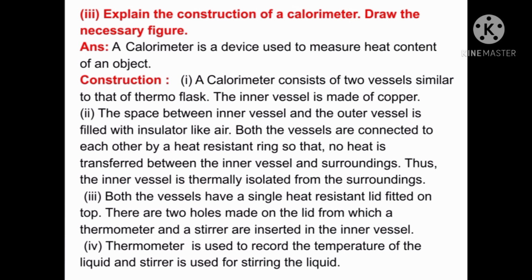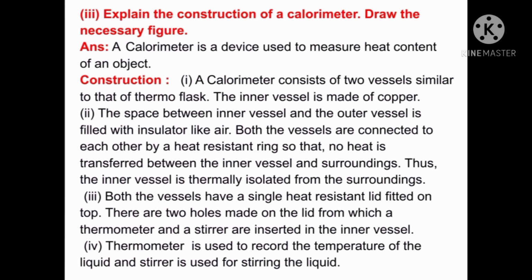Third one, both the vessels have a single heat resistant lid fitted on top. There are two holes made on the lid from which a thermometer and a stirrer are inserted in the inner vessel. The thermometer measures the temperature, and the stirrer stirs the liquid whose heat content we want to know. Fourth one, the thermometer is used to record the temperature of the liquid and the stirrer is used for stirring the liquid.